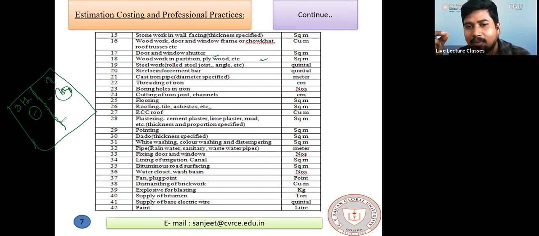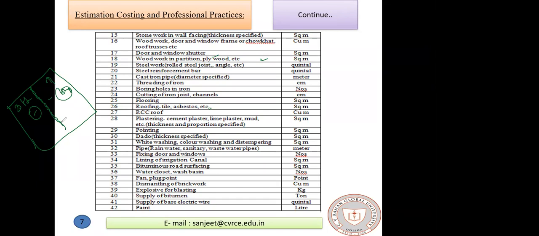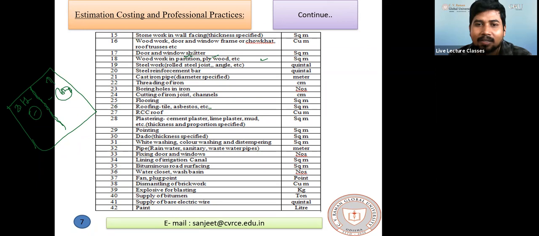Plywood is a thin plate of wood. You might have seen in private hostels, they make a number of chambers by using some partition wall. Yes or no? Yes, sir. And the unit of this plywood and this thin partition wall is in square meter.